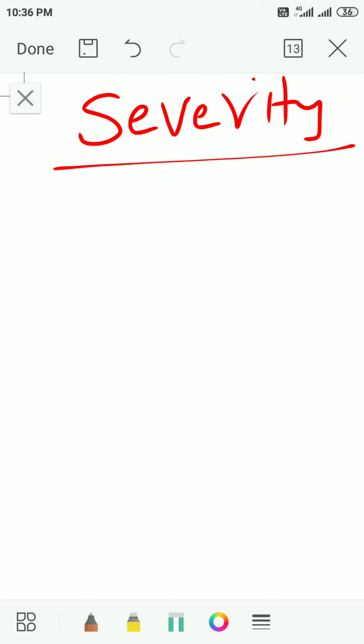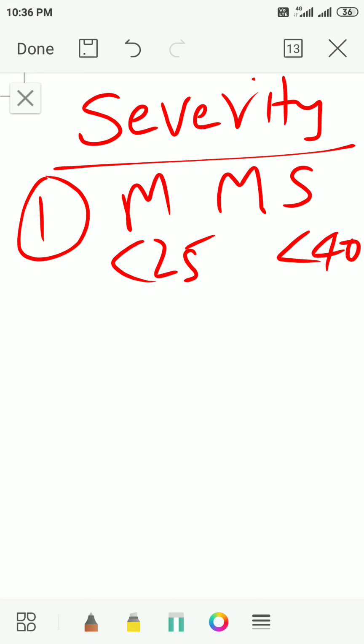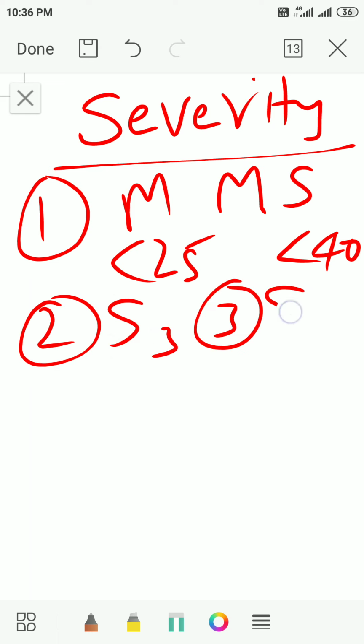Severity. 1. It depends upon the pressure gradient across the aortic valve. Mild, moderate and severe: it will be less than 25, 25 to 40 and more than 40. This is one criterion. Next one is presence of S3. Third criterion is presence of S4.